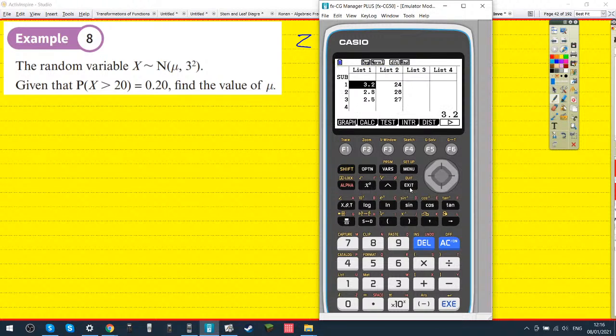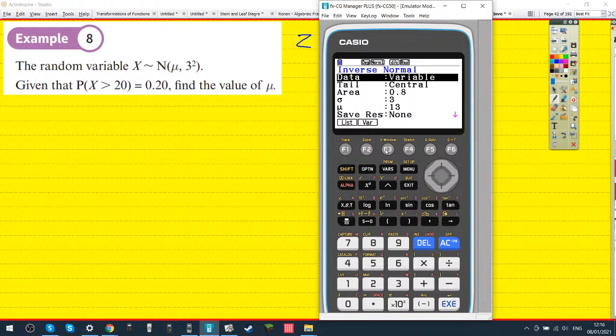A better way to do it is inverse normal. Distribution, normal, inverse normal. So how would you do it using inverse normal?